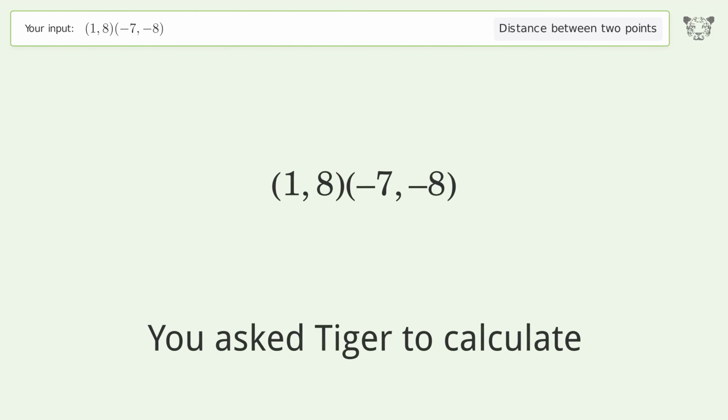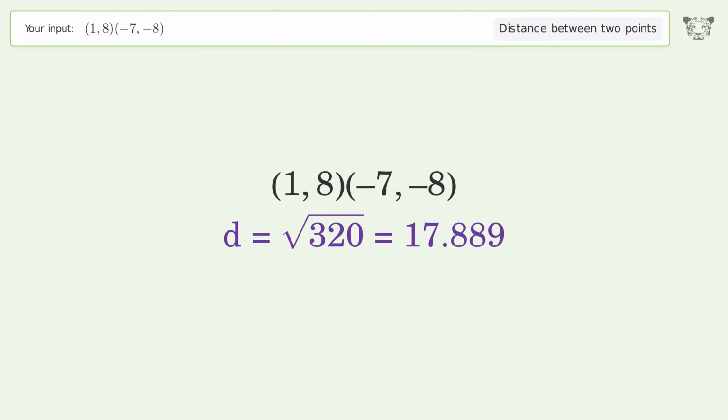You ask Tiger to calculate. This deals with the distance between 2 points. The distance between the 2 points is the square root of 320, or 17.889.